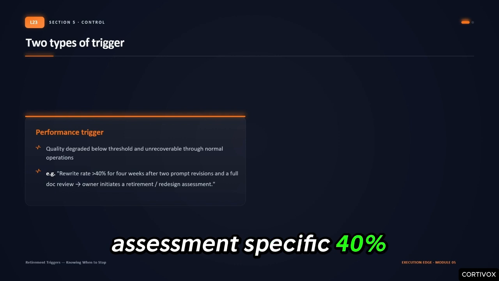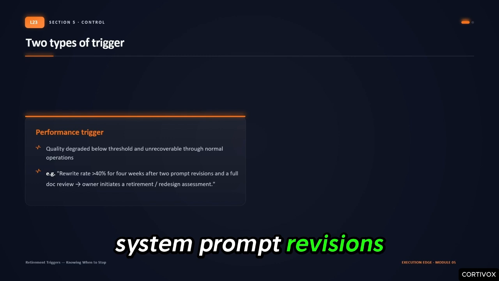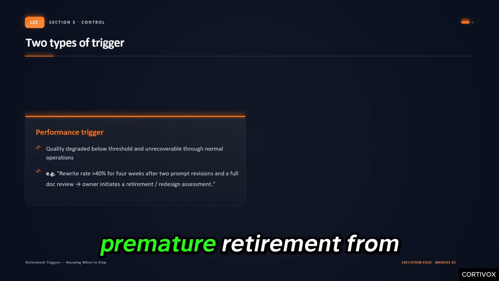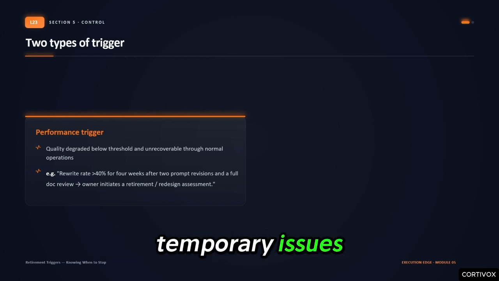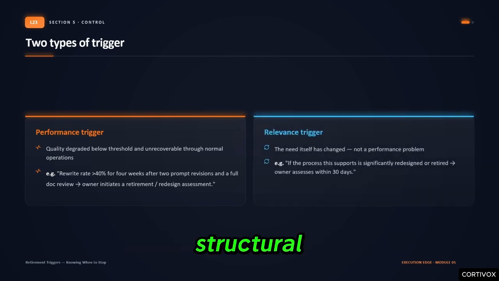Specific: 40%, 4 weeks, 2 system prompt revisions, full knowledge document review. All conditions must be met. This prevents premature retirement from temporary issues, while providing a clear escalation point when issues are structural.